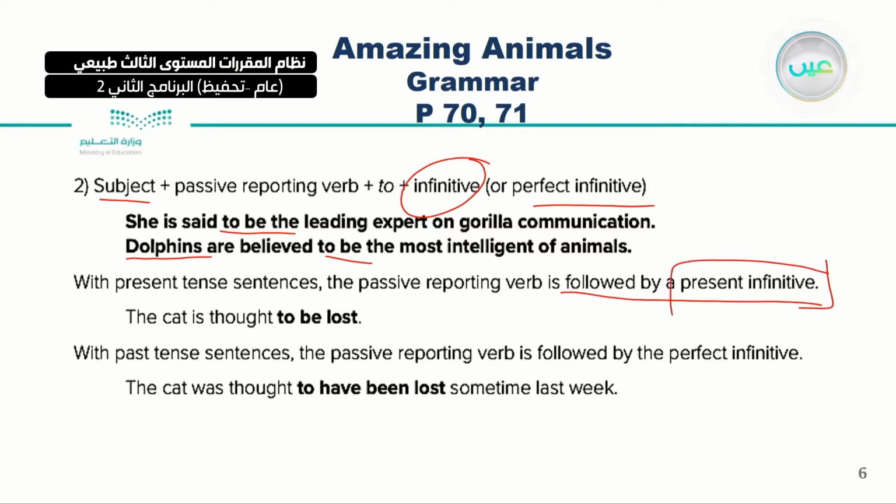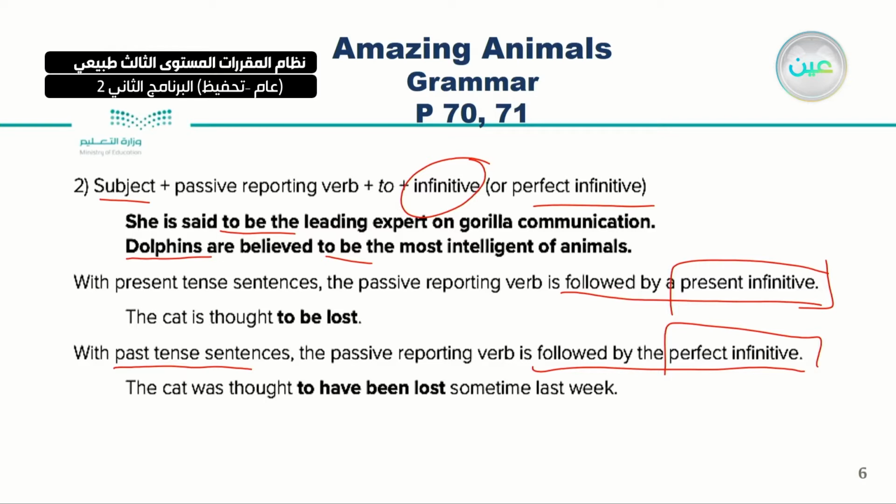But if we use the past tense in this sentence, for example, the passive reporting verb should be followed by the perfect infinitive, okay? Just like this one. The cat was thought to have been lost sometime, okay?